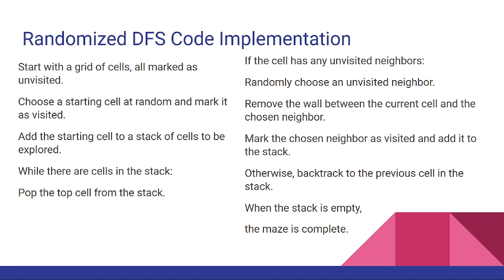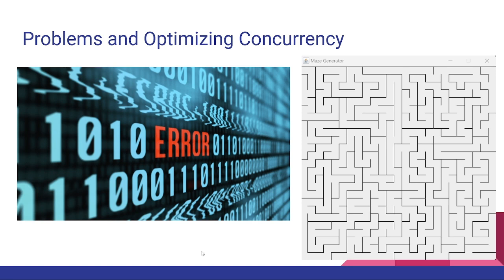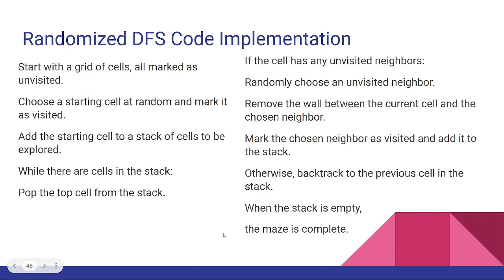Otherwise, we backtrack to the previous cell in the stack. When the stack is empty, the maze is complete. In the concurrent randomized DFS code implementation, instead of doing it with one thread only and looking at only one starting cell at random, we have multiple starting cells at random, depending on how many threads we are implementing.